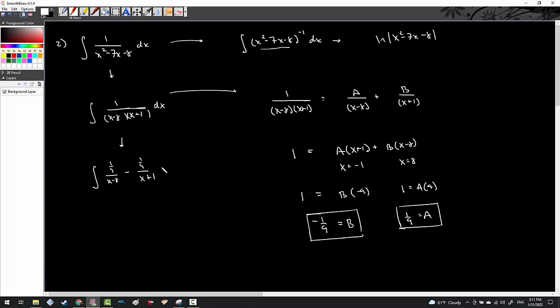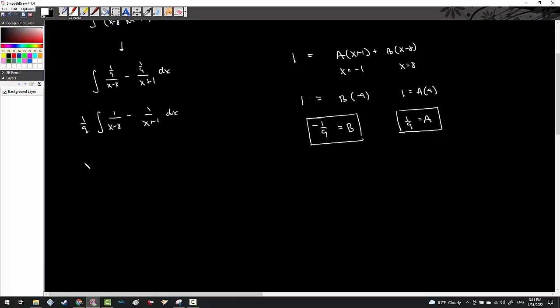And rather than integrating off the cuff, I'll probably just factor out that 1/9 because it'll make my life easier. So 1 over x minus 8 minus 1 over x plus 1 dx. And now there's going to be some natural log in my life. I'm going to say 1/9 natural log of x minus 8 minus natural log of x plus 1 plus C. And I just have to make sure that that 1/9 is being multiplied by the entire integral. And that would be it.